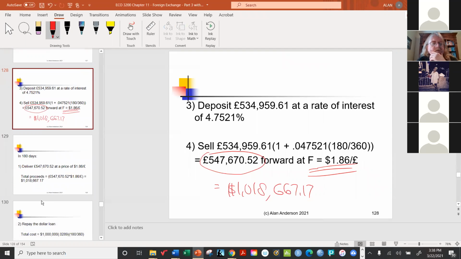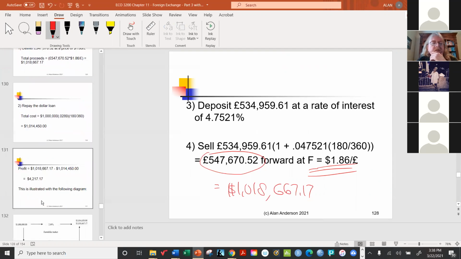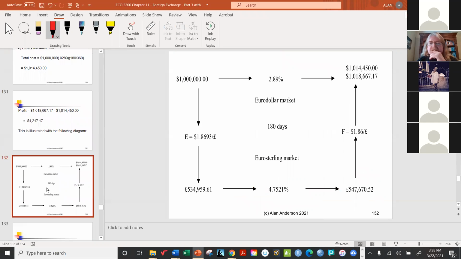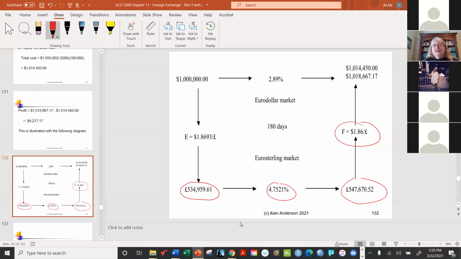All right, so we're going to use the diagram to show this. The diagram is a very helpful tool, as you can see. So again, we convert our $1 million into this many pounds. We deposit them in the euro sterling market for 180 days and get this many at the end. Now, here's where the profits are. I'm taking all these pounds and selling them at a very high price, and this is what I end up with.